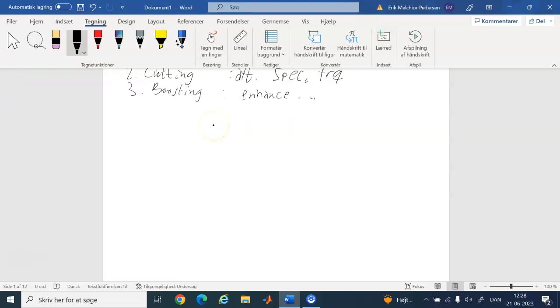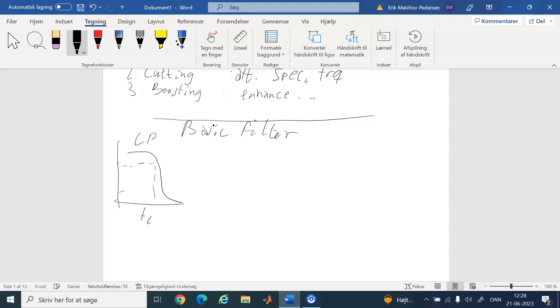Basic filter types. Now basic filter. There are some low pass, LP. We have here the center frequency, and that's minus 3 dB or something. We have high pass, and again a frequency, called the cutoff frequency, and minus 3 dB here.